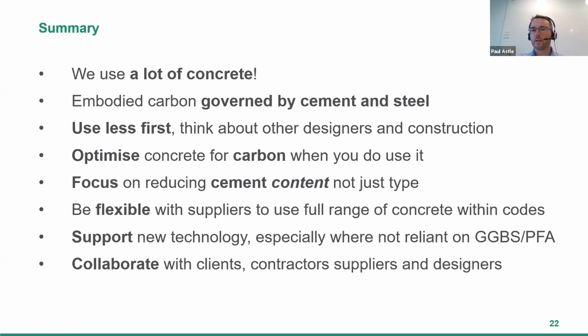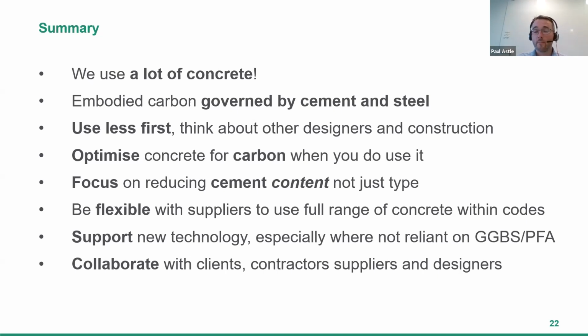So really think about your project. Every project will be different. Some will have lower carbon than others. That's just the way that it works, but let's really focus on your project and think about cement content, not just type. Be really flexible if you can with suppliers and explore the range of cements they might be able to give you, and maybe test them out. And as I say, look for BS 8500 next year, which has got more coming.